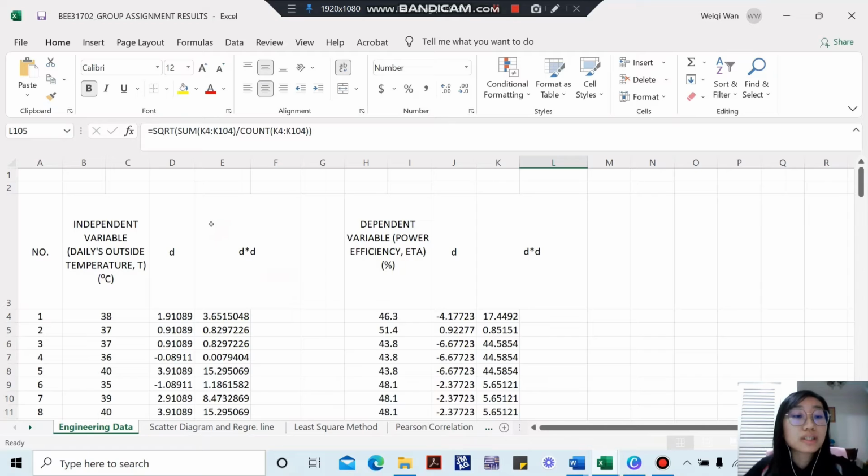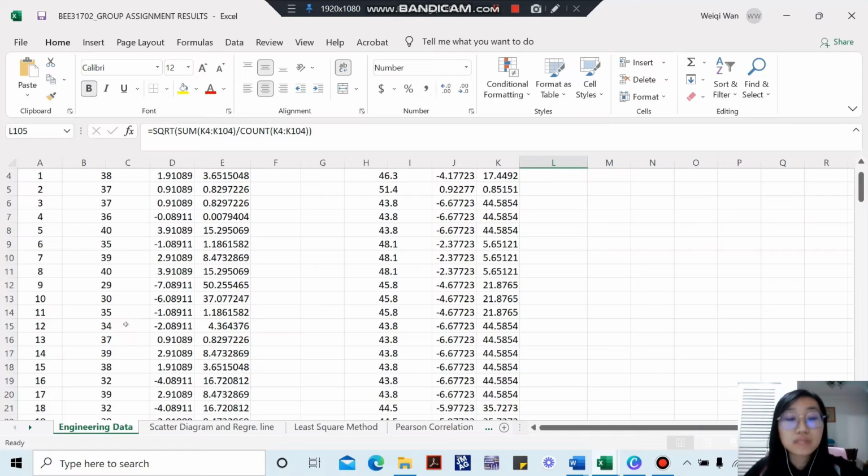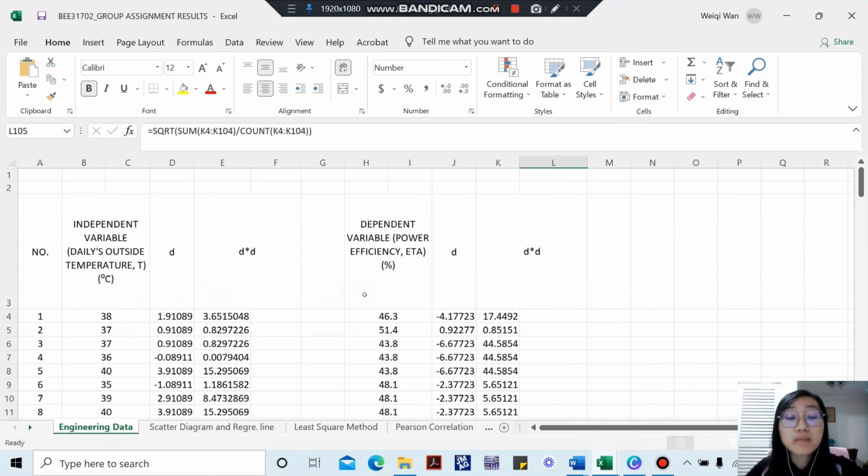Next, for the independent variable, the daily outside temperature, the minimum value among the 101 data is 26, while the maximum value is 42.6. Well, for the dependent variable, the minimum value of the power efficiency is 42, and the maximum value is 60.3%.